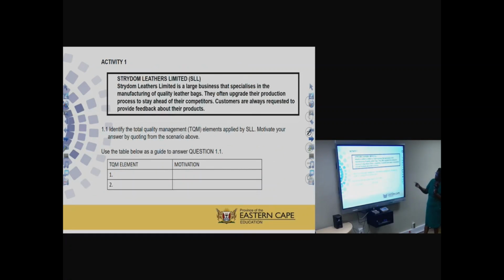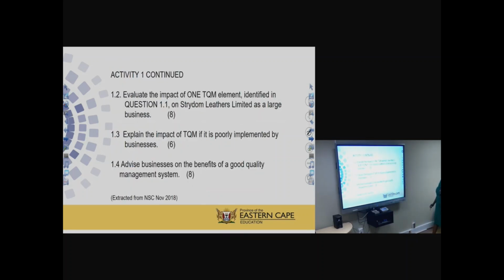This is the activity that you can do at a later stage. You are given a scenario whereby, as the exam guideline was saying, you must be able to identify the TQM elements from the scenario given. You highlight, you name the TQM element, then you motivate it by quoting from the scenario. Then the other questions, examples of questions taken from November 2018: evaluate the impact of 1 to 2 TQM elements, that one that has been identified in the previous question.